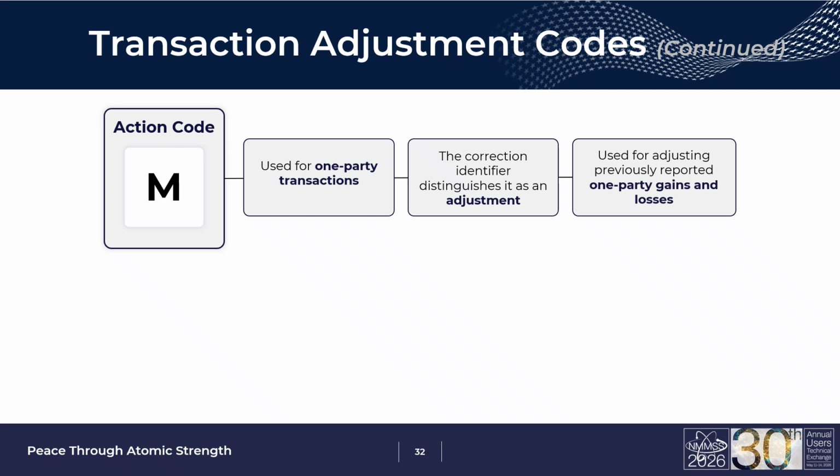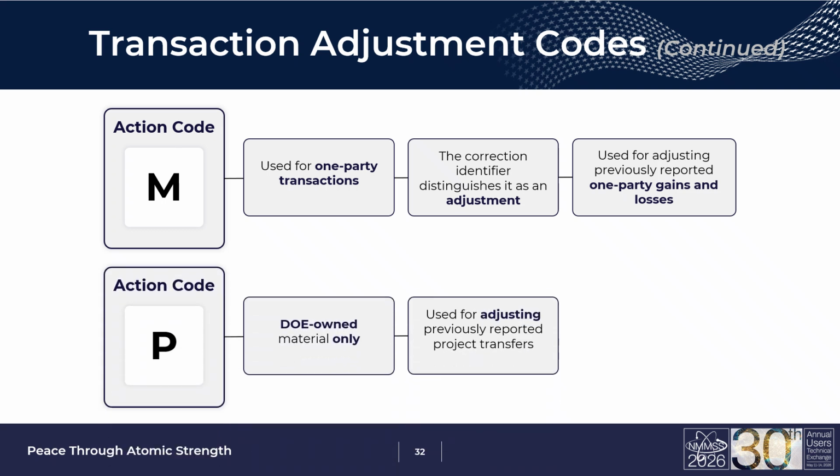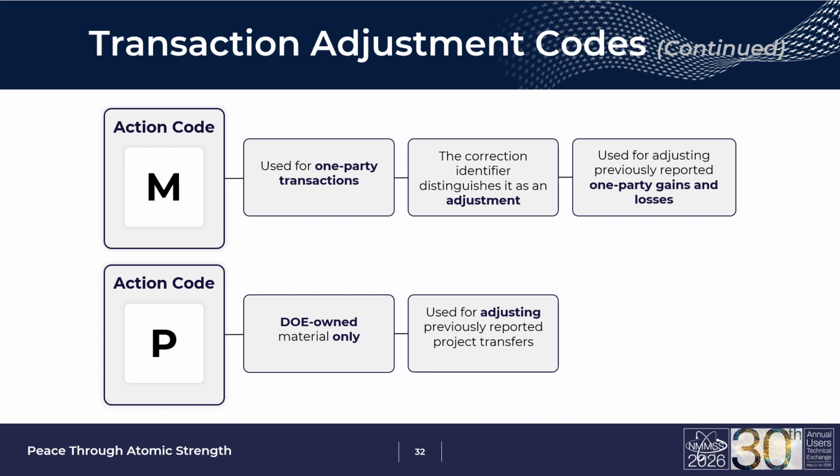Corrections of one-party transactions will continue to use the action code M with the addition of a correction identifier to distinguish it as an adjustment. This Form 741 is used for adjusting previously reported one-party gains and losses. The action code P will continue to be used for DOE-owned material that had previously been reported on a project transfer, and again, the correction identifier distinguishes it as an adjustment.